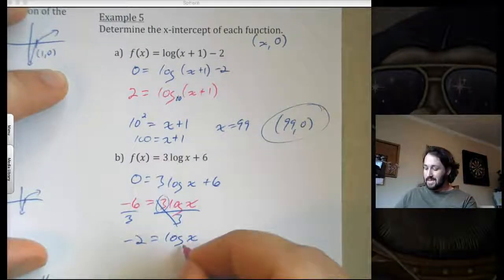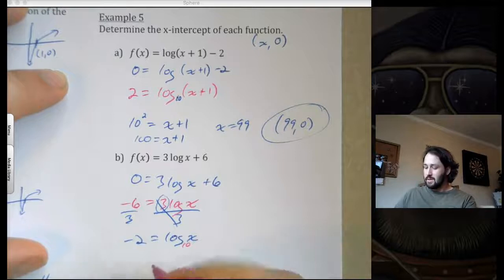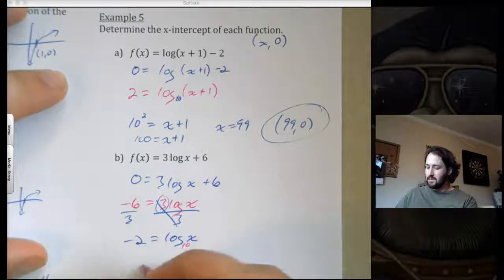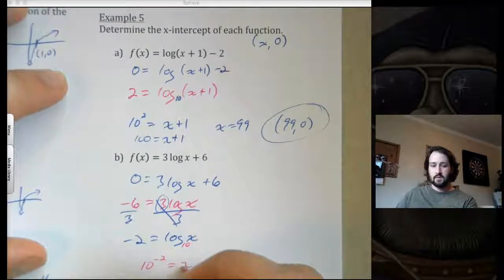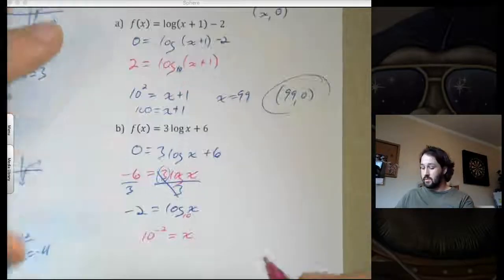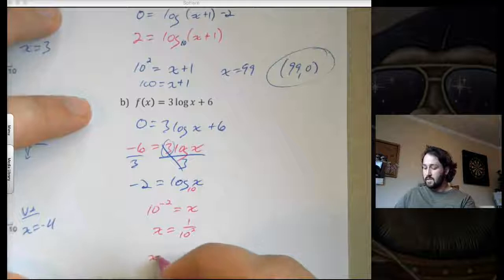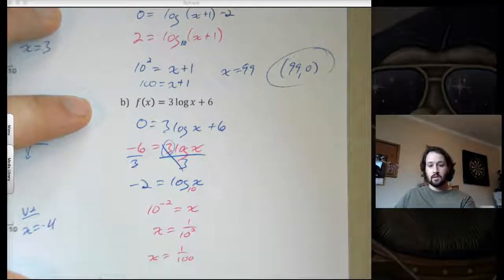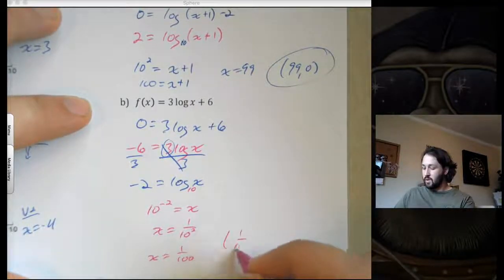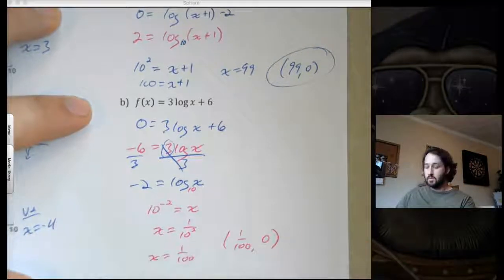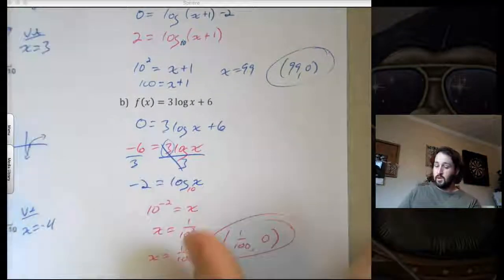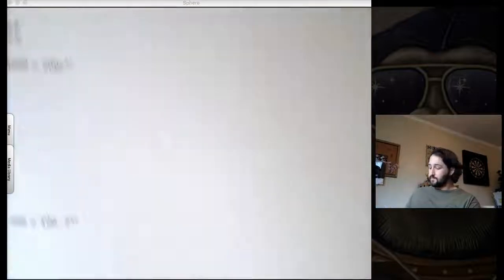Again, log base 10 if you do not see the base. So what this is then is 10 to the negative 2 equals x. Remember, negative exponents can be rewritten. So x equals 1 over 10 to the second, which is x equals 1 over 100. So my x-intercept would be (1/100, 0). That's it. All right, moving on.